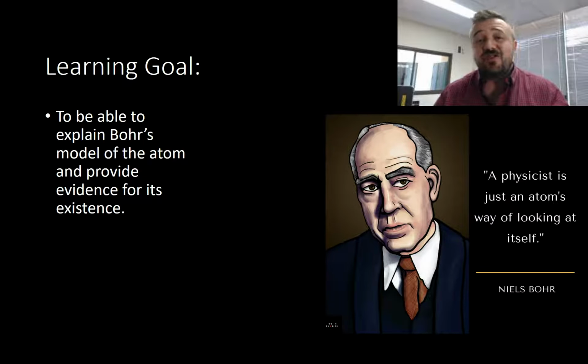So by the end of this, you should be able to explain to your teacher what Bohr's model of the atom is, as well as apply some basic stuff like electron configuration and describe where electrons are going to be. Electrons are kind of the key to his model of the atom. You should also be able to provide a bit of evidence for it.